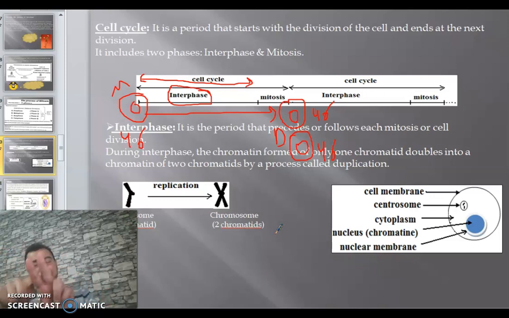It's made up of 2 phases: interphase, which is a preparation phase, and mitosis, which is the division itself.